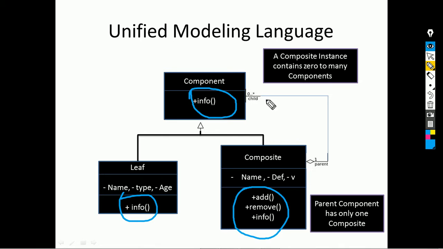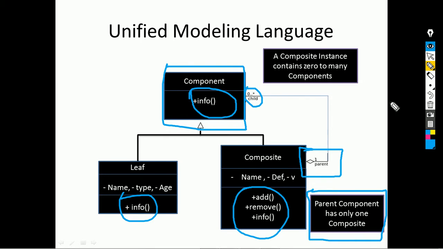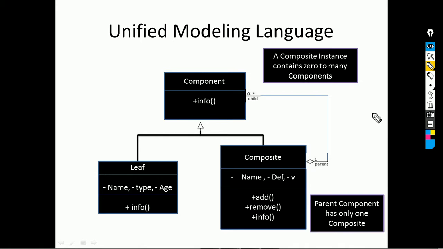And to represent the instance level relationship, you can see that a composite will contain zero to many components. As I've already told, the component here is an abstract class, so it will not have an object of its own. So I've used something called the parent here. I'm saying the parent component has only one composite. Moving on.